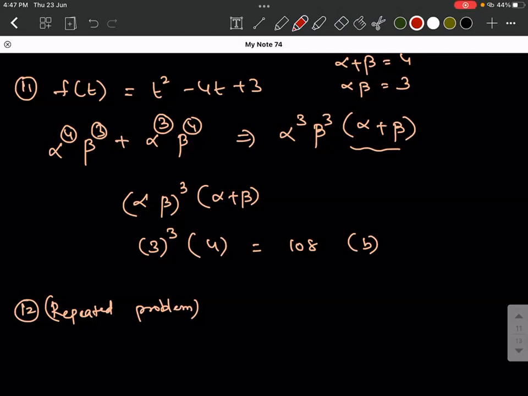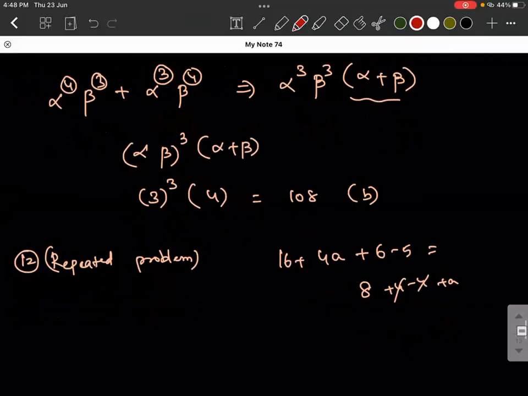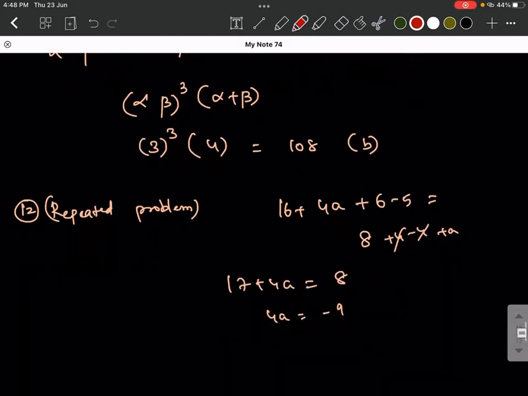On the left hand side, what will you have? So 2 into x cube, how much is it? 16 plus 4a plus 6 minus 5 is equal to 8 plus 4 minus 4 plus a. Cancel it. So 16 plus 1, 17 plus 4a is equal to 8. So 4a is equal to, is there any option? Minus 9.